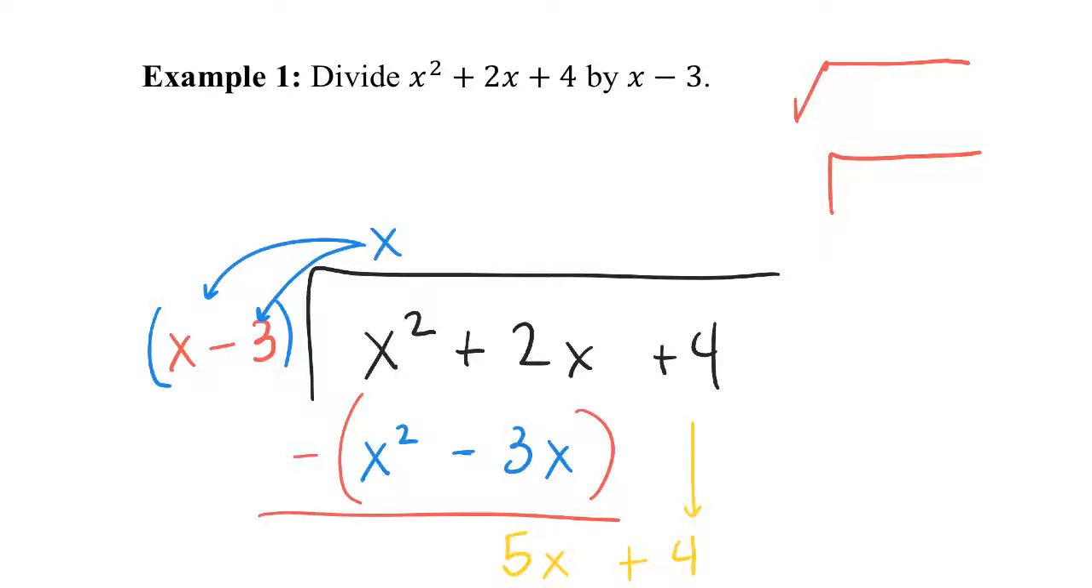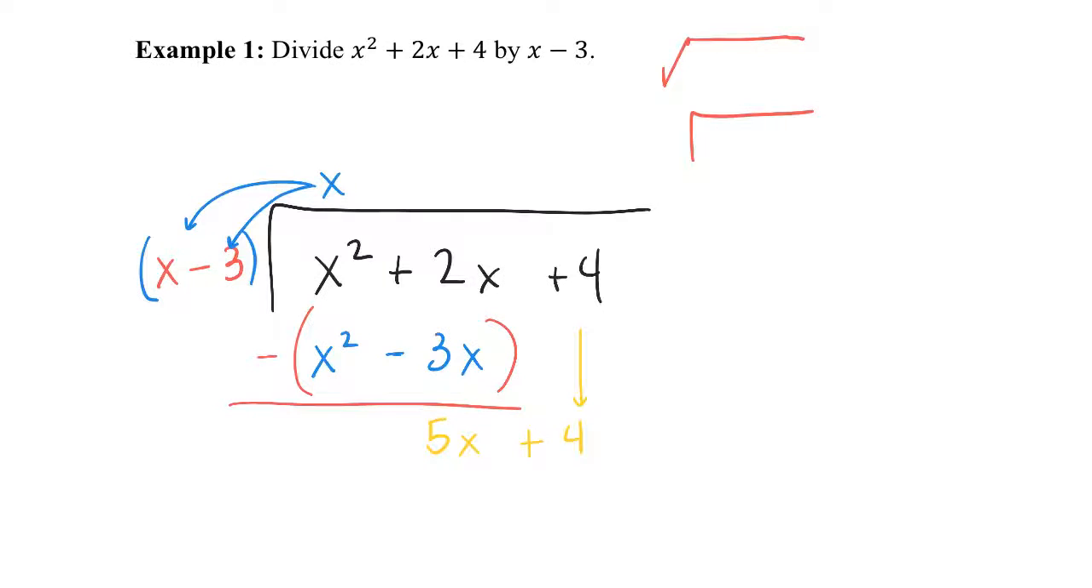Now we have to ask ourselves, what can go up here to multiply by this that pretty much gets as close to getting rid of the first term as possible? So what value can I put up top so when I multiply it and distribute to these, I get 5x right here and something else over here? Just 5. Okay, just 5. So let's take a 5 and put it up top, and it's a plus 5.